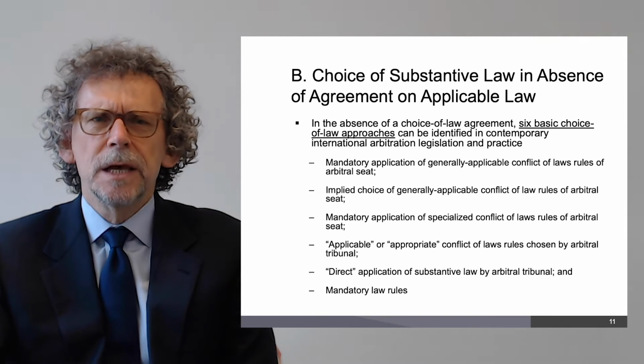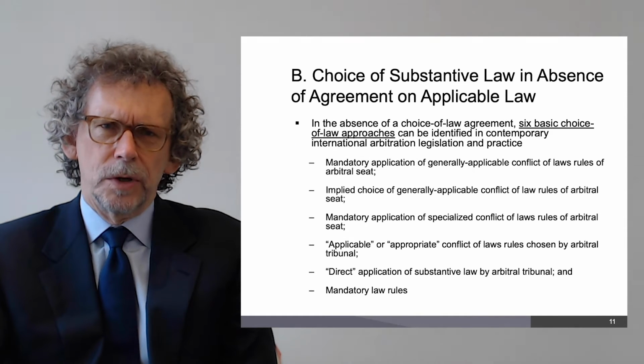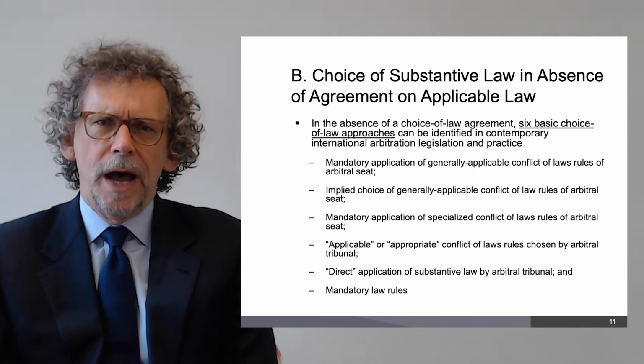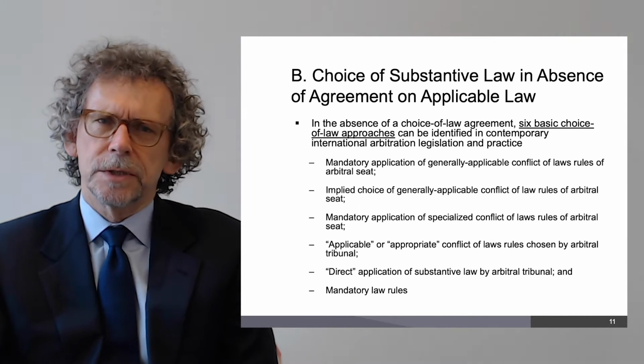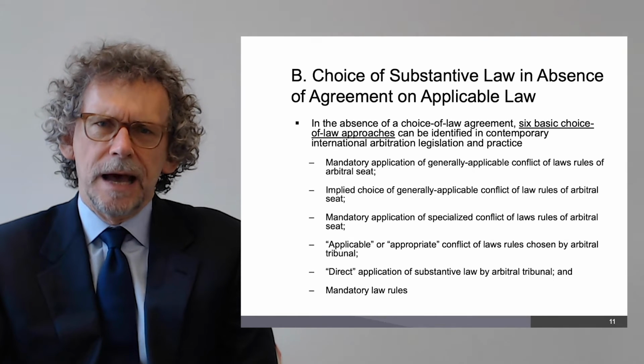There are basically six choice of law approaches today used by arbitral tribunals when the parties have not included a choice of law clause in their commercial contract, when they've not selected the applicable law.